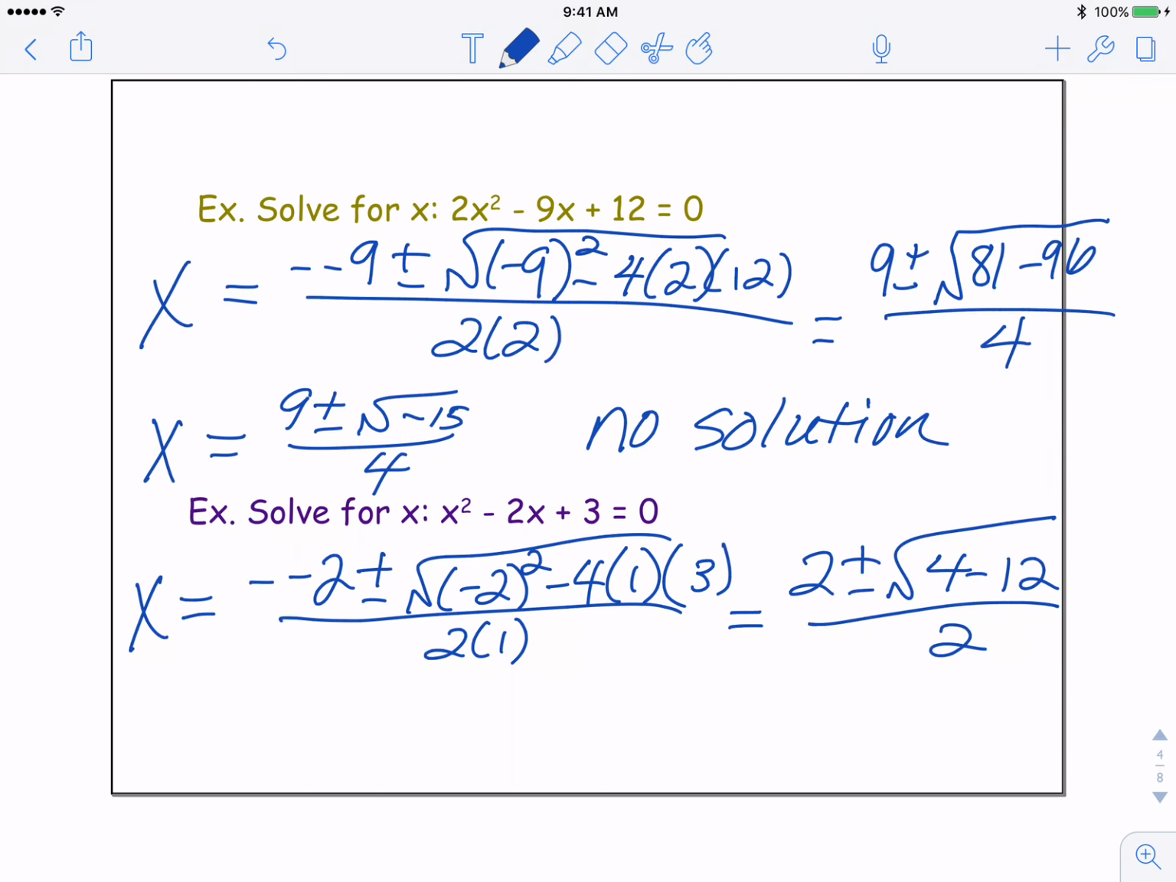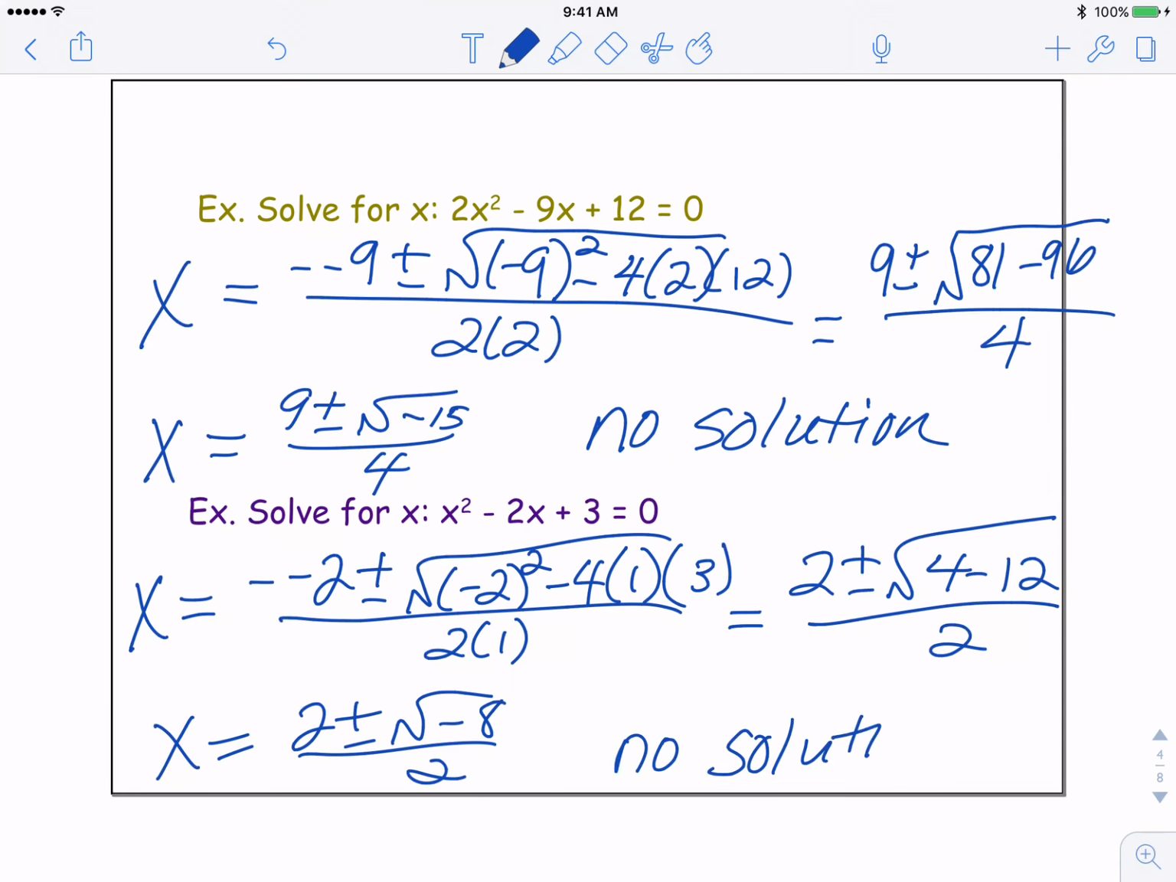And then also with this situation, we would have x equals 2 plus or minus the square root of negative 8 over 2. So I'm trying to take the square root of a negative number, which does not work. So with this example as well, we would have no solution.